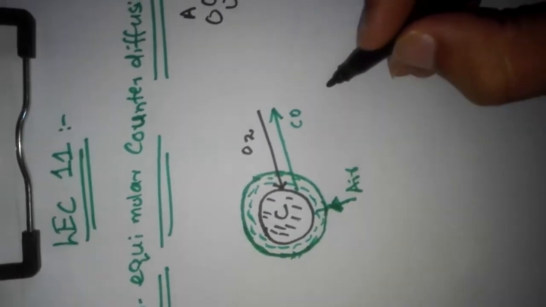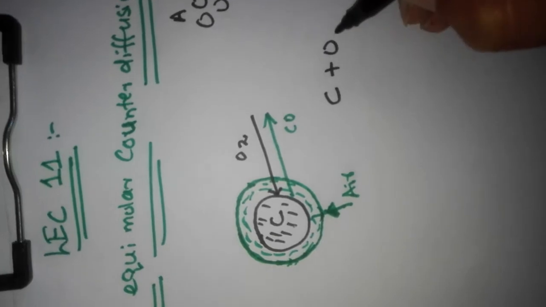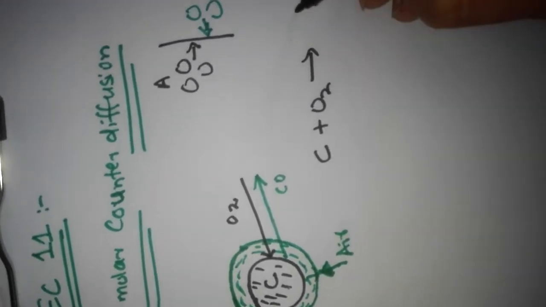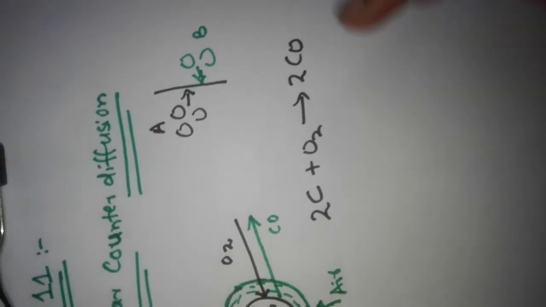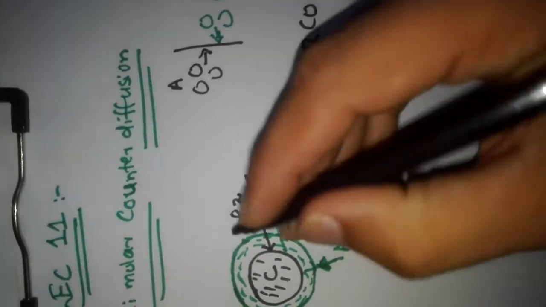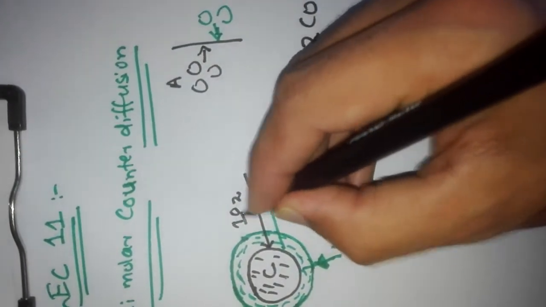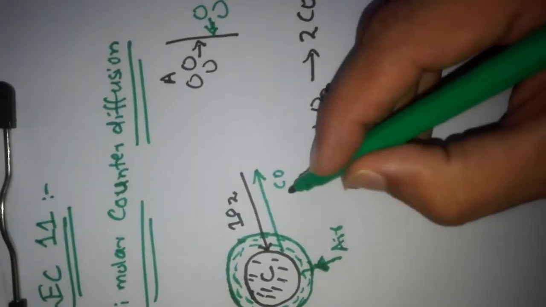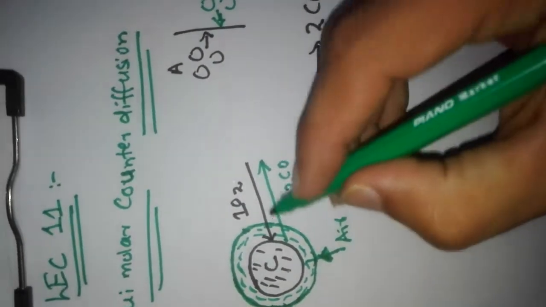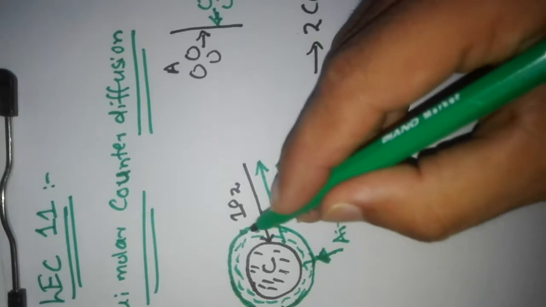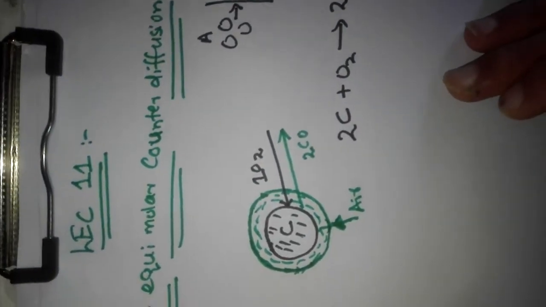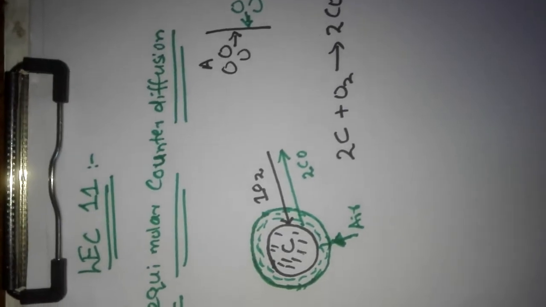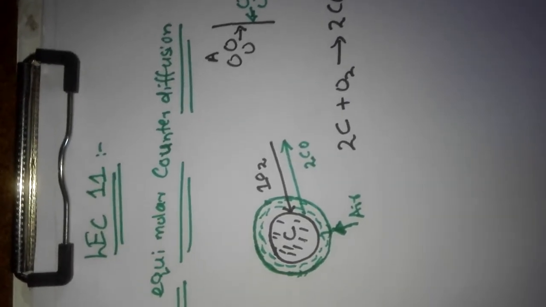This reaction can be written as 2C plus O2 gives 2CO, and it is balanced. Now 1 mole of oxygen comes to the surface and 2 moles of carbon monoxide leave the surface. So it is a counter diffusion process but not equimolar. It is not equimolar counter diffusion, so it is non-equimolar counter diffusion.